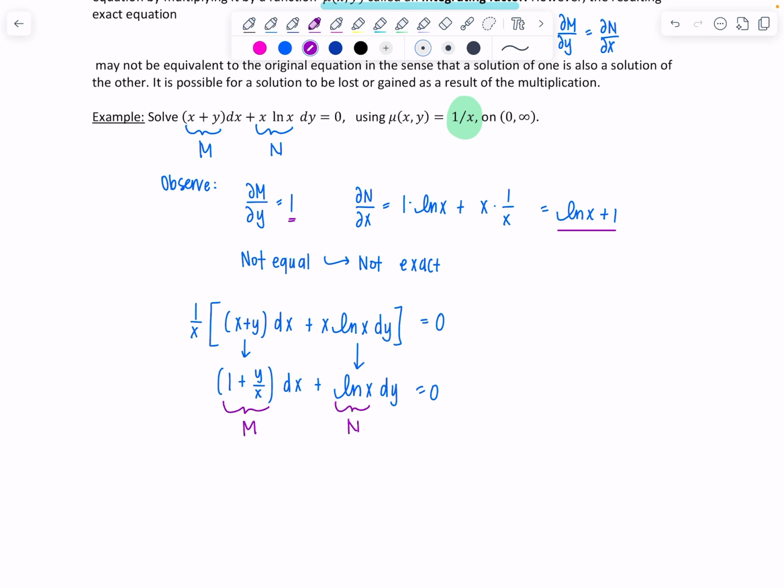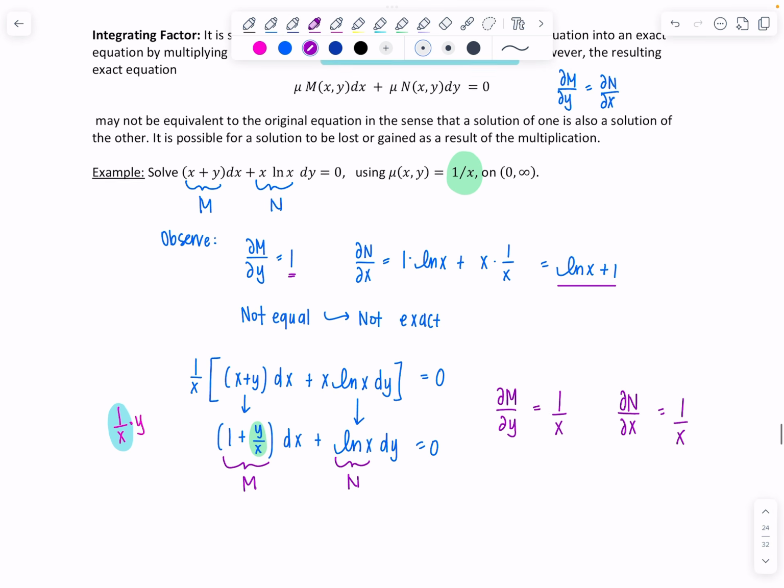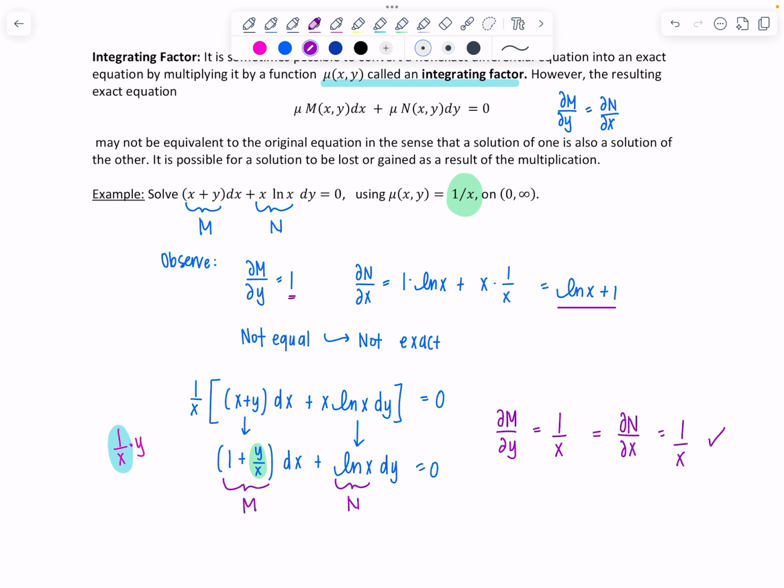Let's check, is this equation exact now? So del m del y, remember we're treating x as constant, so you could think of this term as simply 1 over x times y, and 1 over x is the coefficient. So if I take the partial derivative with respect to y, it's just going to be 1 over x. And then let's check what is del n del x. This one's easier, just derivative of natural log of x with respect to x, 1 over x. Oh me, oh my, look, these are equal. So yay, now we have an exact differential equation.